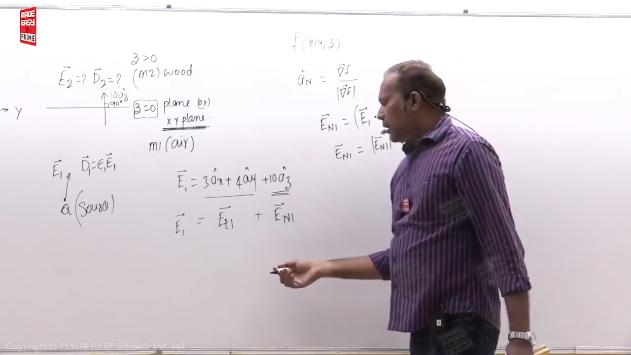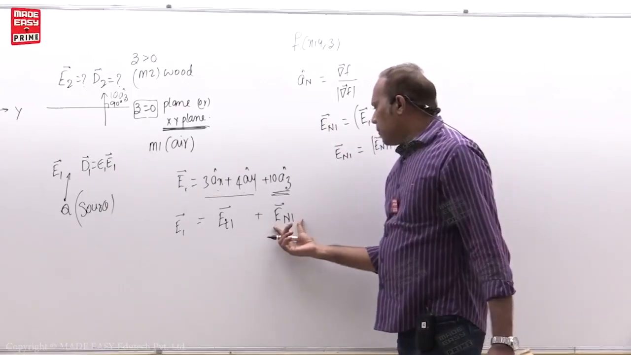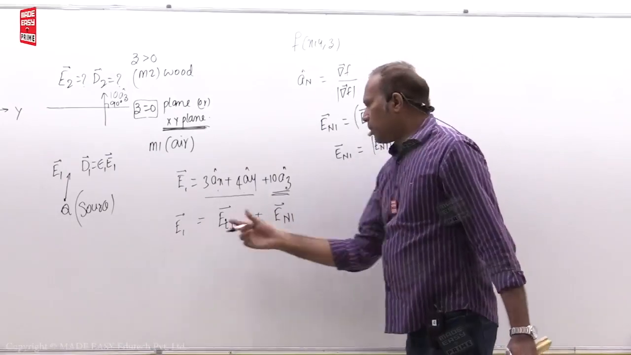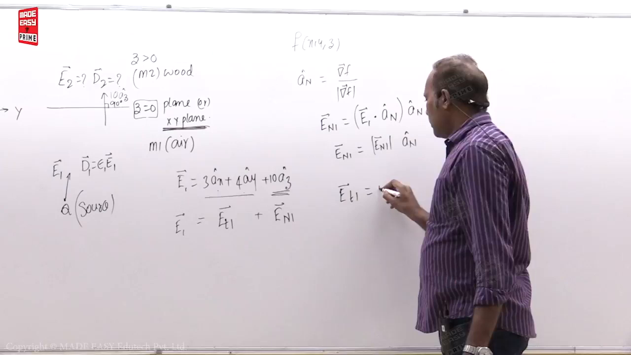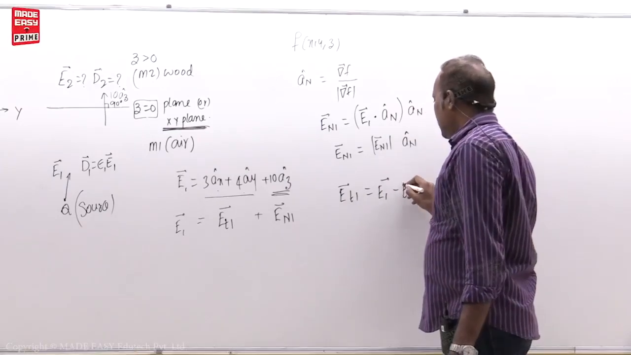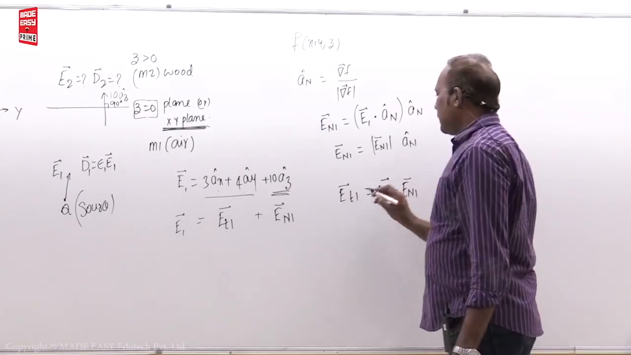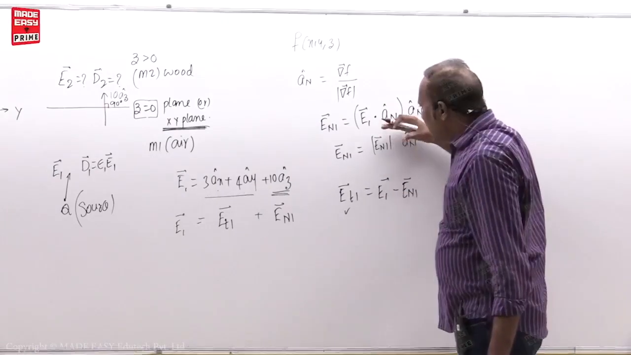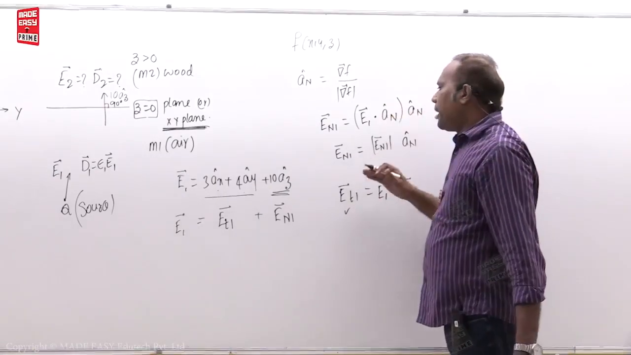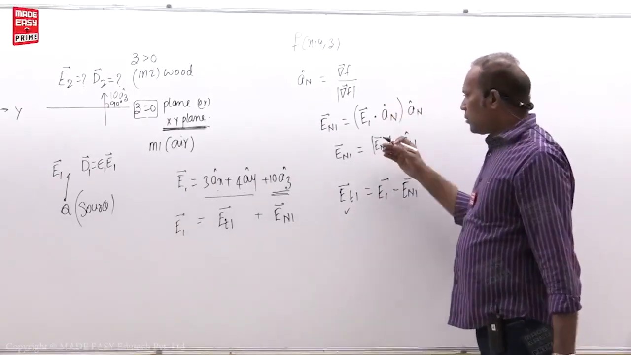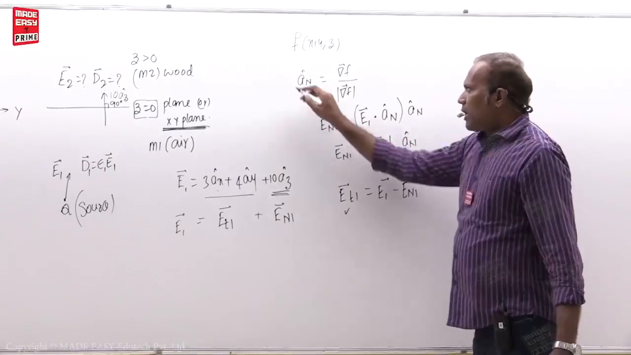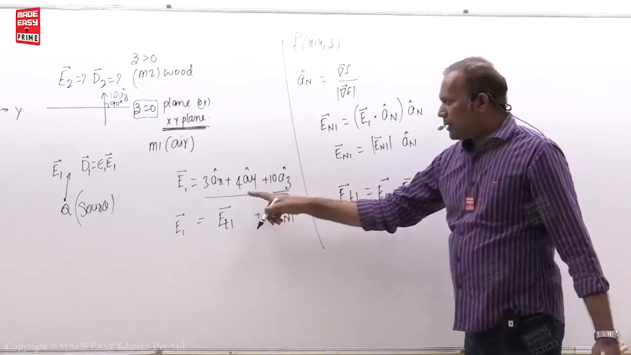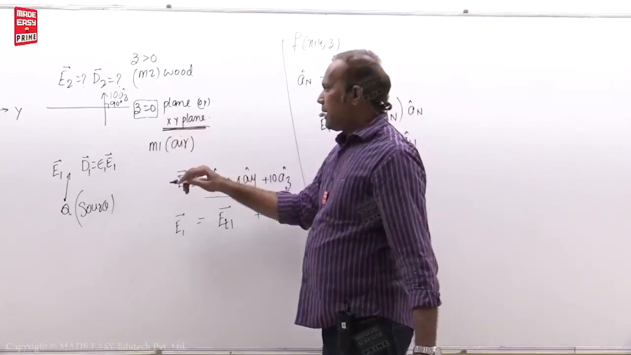Now here you have seen En1 plus Et1 is equal to E1 bar. So from this, Et1 bar is equal to E1 bar minus En1 bar, so that you get Et1 bar. So this is the general procedure to find the tangential and normal component. For example, I will apply this procedure for this case. For this case, it is a very simple case.